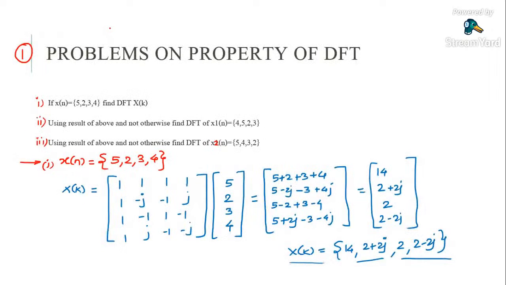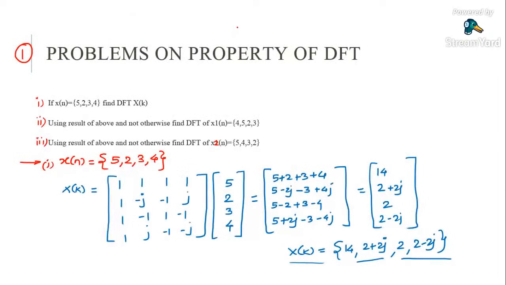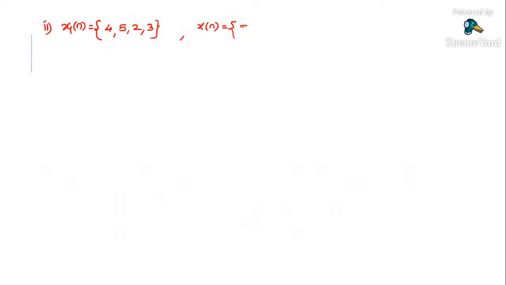Okay, second bit. What is x1 of n given? x1 of n is given as 4, 5, 2, 3. And what is our x of n? x of n is 5, 2, 3, 4. Now try to find out the relation between this x1 of n and x of n.